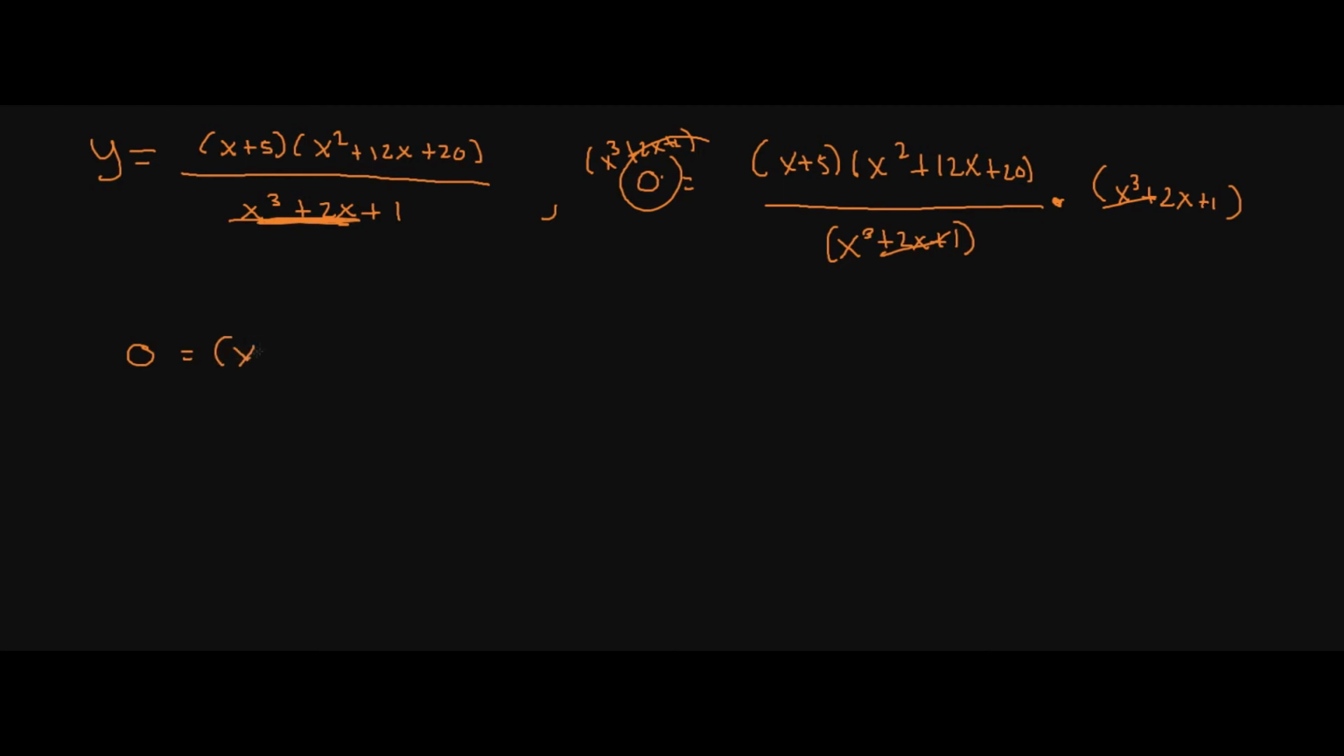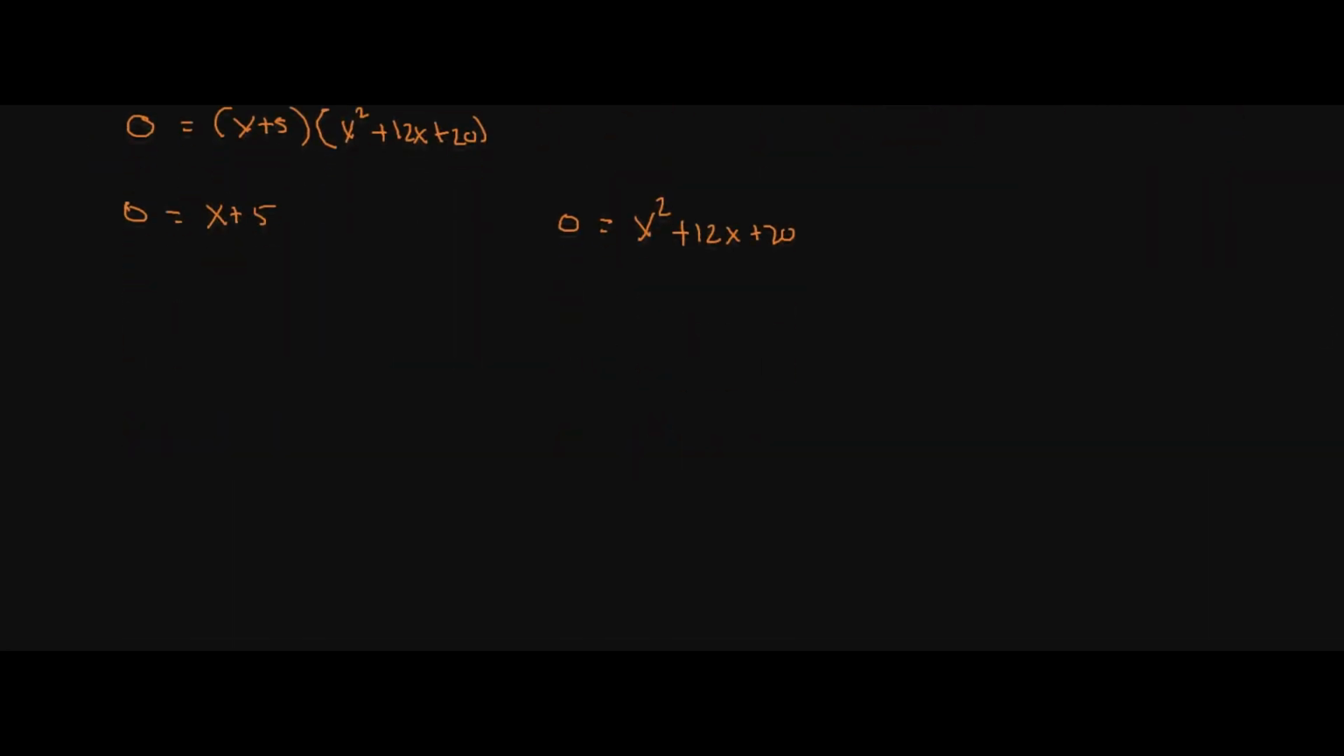And so all we're going to do is just focus on the top, right? And we say each one of these individually equal to 0. But before we do that, let me just go ahead and write it down. x squared plus 12x plus 20. Okay, so here we're going to get 0 is equal to x plus 5. And over here we're going to get 0 is equal to x squared plus 12x plus 20, right? I'm setting each individual factor to 0 and trying to solve.